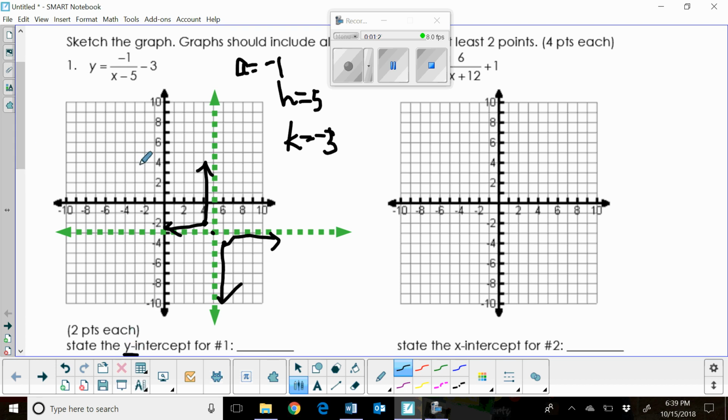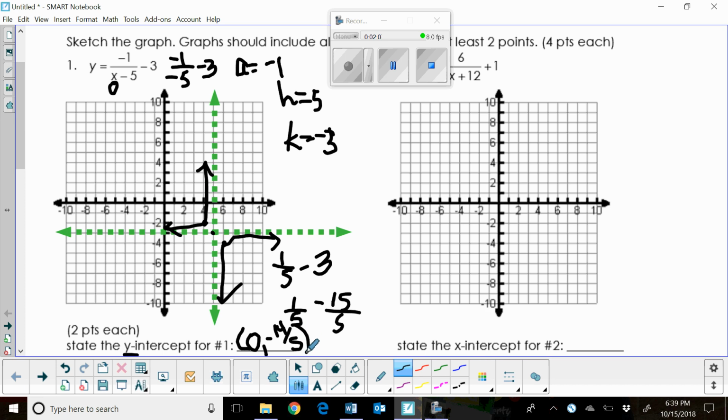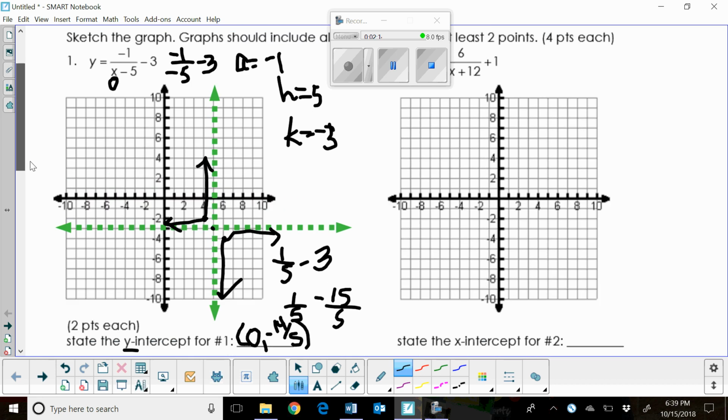Now, part of question 1 is to state the y-intercept. To find the y-intercept, I plug in 0 for x. So if I plug in 0 right here, I'm going to get -1 over -5, minus 3. So I have a positive 1/5 minus 3. You can get a common denominator of 5. So that's 1/5 minus 15/5, and that gives me -14/5. So my ordered pair would be, remember we said x was 0, so y is -14/5. A few people on the quiz wrote it as -2 and 4/5 or -2.8, and that was fine.